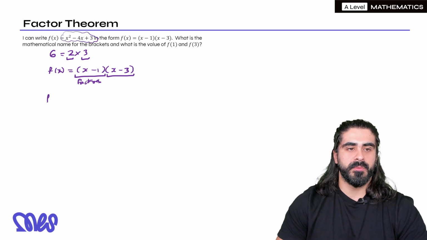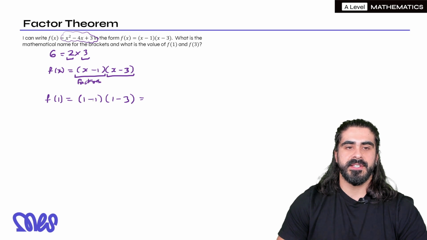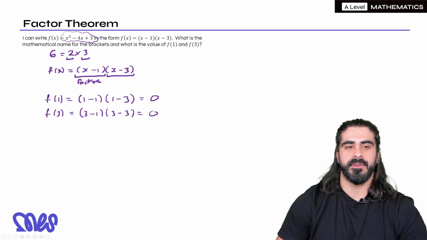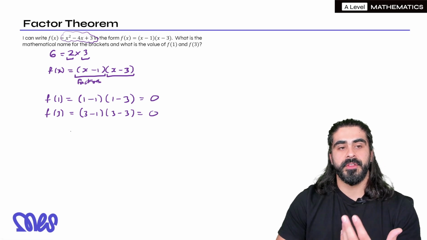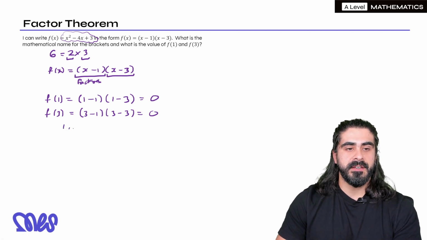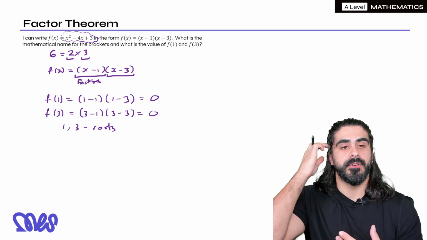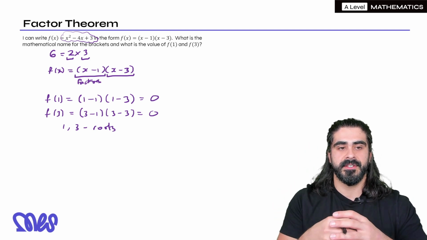Now, what happens when we sub in 1? We would get (1 − 1)(1 − 3). But because one of these brackets is 0, they both multiply to give 0. And what about 3? Well, you'd get (3 − 1)(3 − 3). The second bracket is 0 now, so we get 0. So what do we call 1 and 3? Well, 1 and 3 are known as the roots, meaning they're the values that make the quadratic 0. It's where it crosses the x-axis.